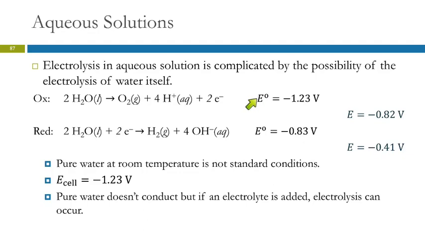So this is a standard potential. Standard potential means gases are present at 1 atmosphere of pressure. Aqueous things are present at 1 molar concentrations. So obviously in pure water, that's not the condition. And so you can calculate the actual potential under the actual conditions. And so for the oxidation, this is minus 0.82 volts, and for the reduction, it's minus 0.41 volts. That's in pure water. So in pure water, add those together, you get a cell potential of negative 1.23 volts.